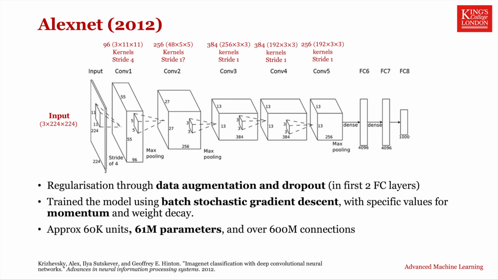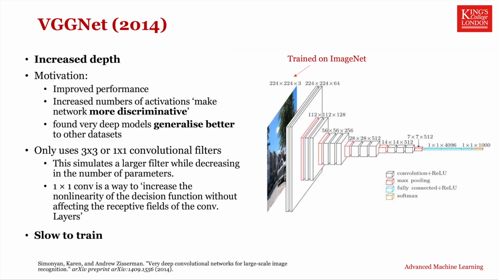Relative to LeNet, this network represents a significant jump in parameter size from 60,000 to 61 million parameters and was made trainable by the huge size of ImageNet. Moving on now to VGGNet from 2014.